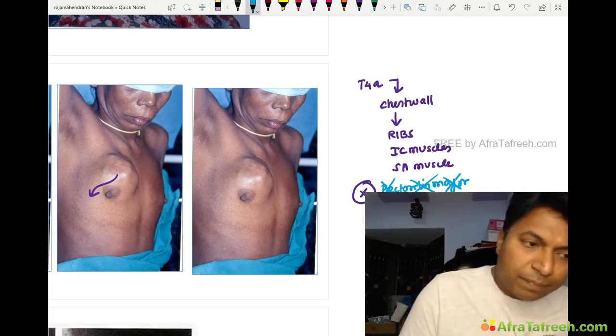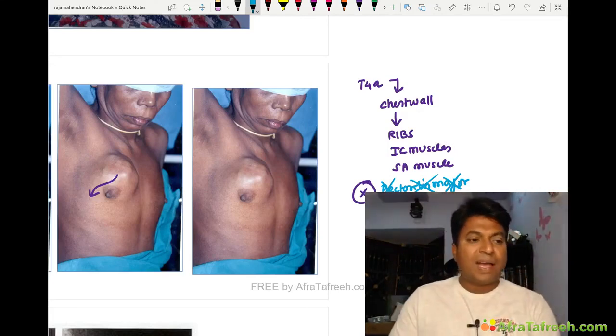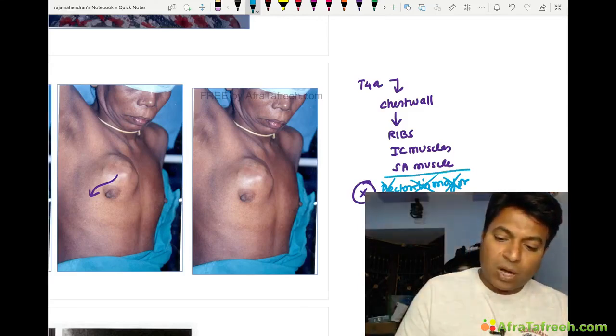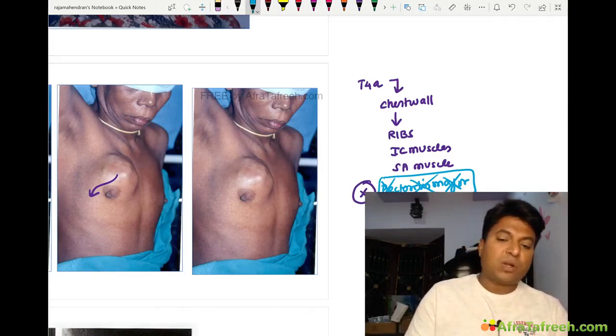Thyroidectomy, just now we discussed. You can just go back and see the video after the class. It's already recorded. So pectoralis major muscle is not included in T4A. Pectoralis major or pectoralis minor, both are not included.